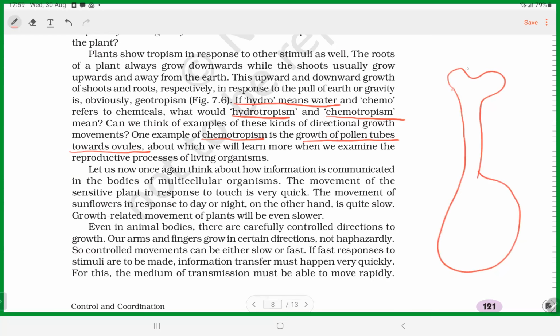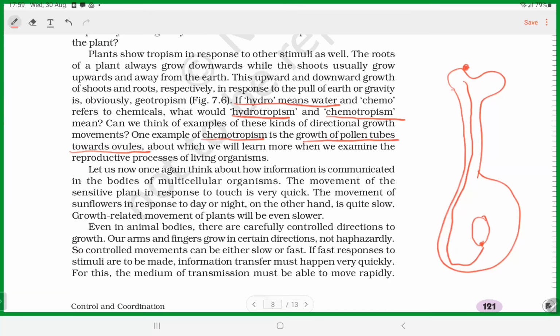Here the pollen grain lands and the pollen tube develops and comes and fertilizes the ovule, the egg sac. This is again chemotropism based on molecular recognition. The chemical in the pollen tube is attracted to the chemical in the ovule, so that only the movement occurs.